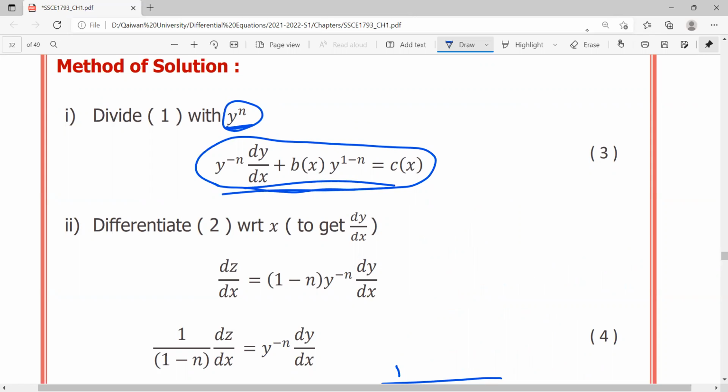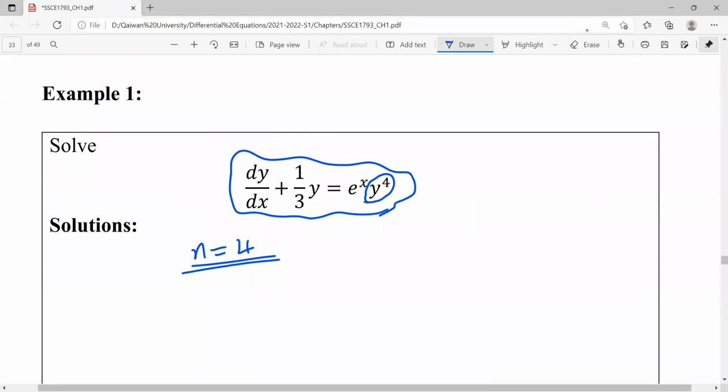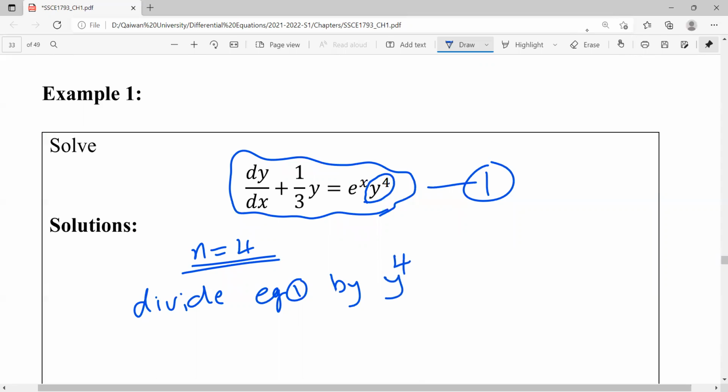We do the substitution here for this equation. Let's first divide both sides of the equation by y to the power 4. Let's say it's equation 1, we divide equation 1 by y to the power 4.